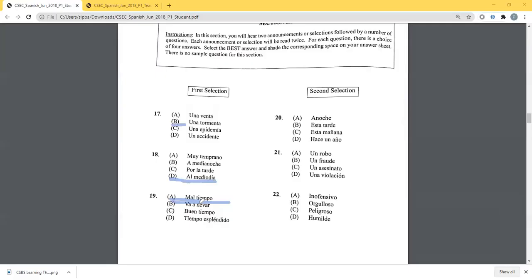So, ¿cuándo huyó el prisionero? When did this prisoner escape? Now, when I did this yesterday with some students live, a lot of people said, esta mañana. Most people say esta mañana. Now, my issue with this question is 1 in the morning is not really this morning. I know it's going to sound weird, but for me, I would personally put anoche because 1 in the morning is still nighttime, right?